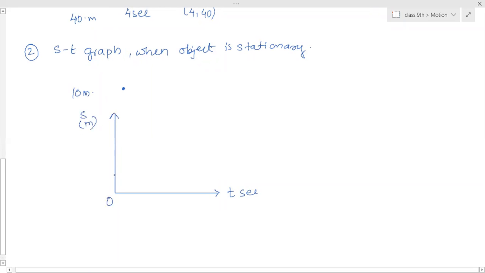Initially you covered 10 meters of distance from another room to this room. After that, time is going on: 10 seconds, 20 seconds, 30 seconds, 40 seconds. Have you changed the position? No. That means you are present 10 meters from the main door of your house. After 20 seconds also you are at the same position, 10 meters from the main door. You traveled 10 meters, and after that it is constant. Then again it is constant, again the same. So when we join, what will we get?